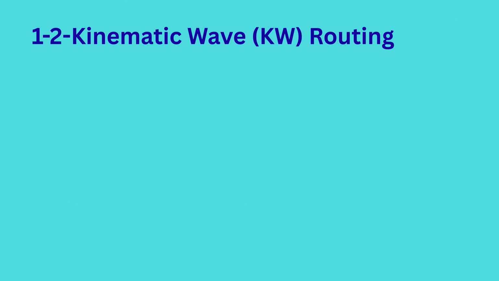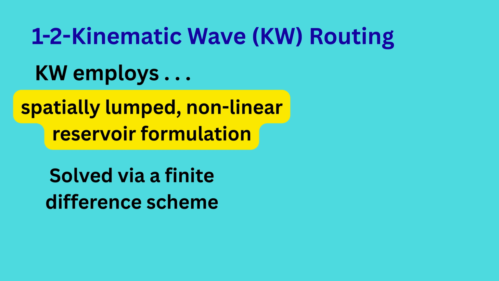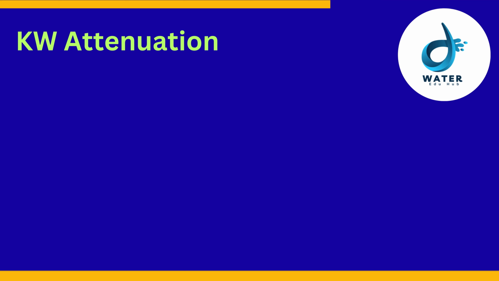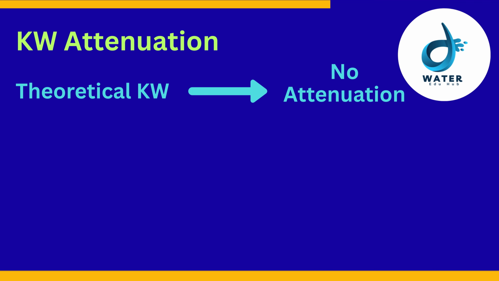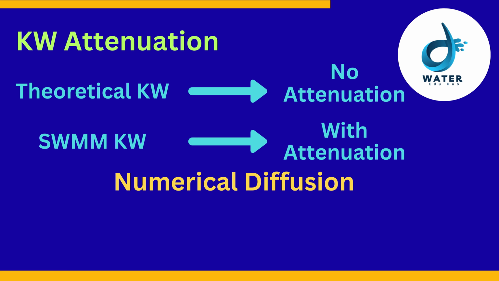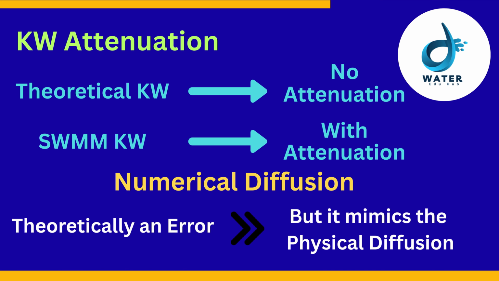SWMM employs a spatially lumped nonlinear reservoir formulation for each conduit solved via a finite difference scheme. This approach balances accuracy with numerical stability. A theoretical kinematic wave propagates without attenuation. However, in practice, SWMM's kinematic wave routing produces attenuation. This is an artifact known as numerical diffusion caused by the finite difference approximation. While theoretically an error, this numerical diffusion often mimics the physical diffusion or attenuation observed in real rivers.